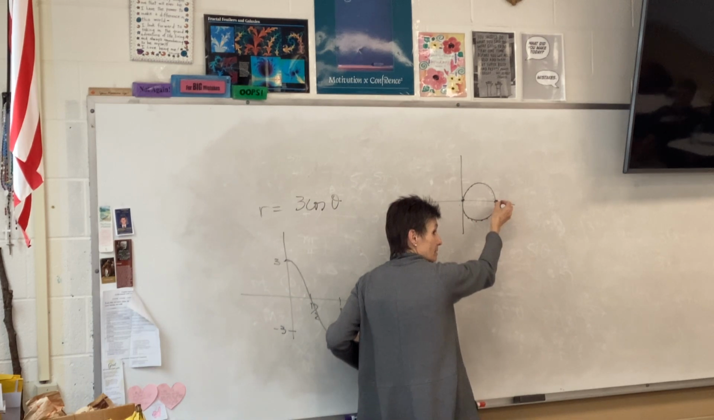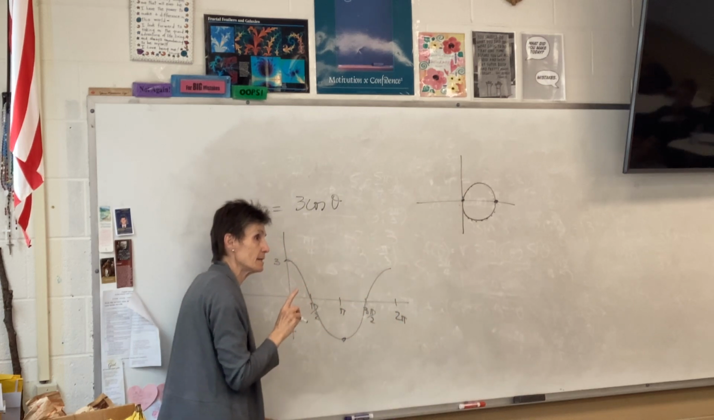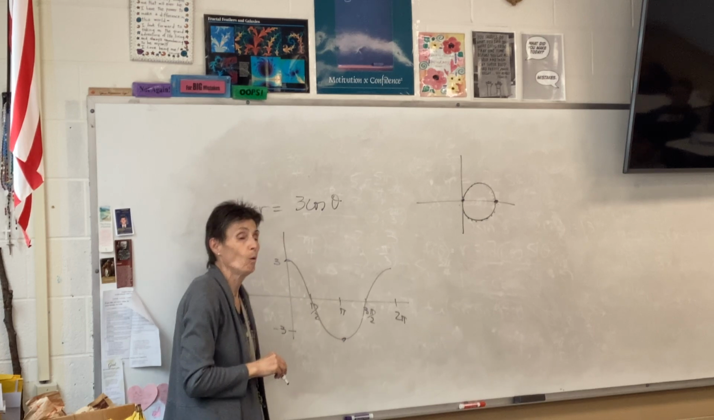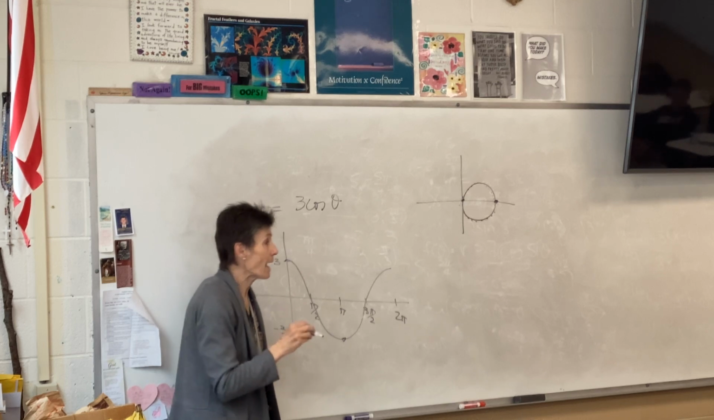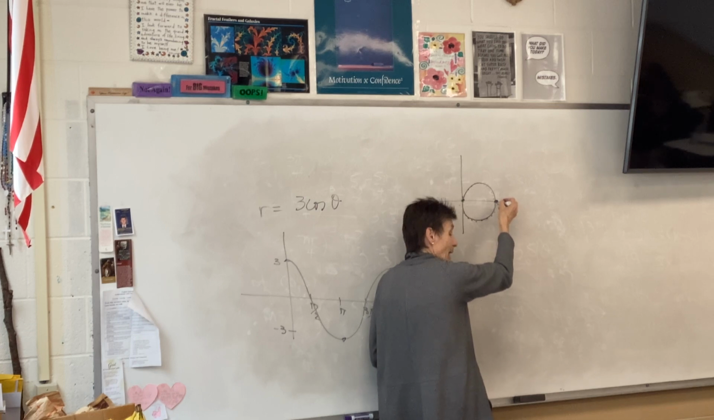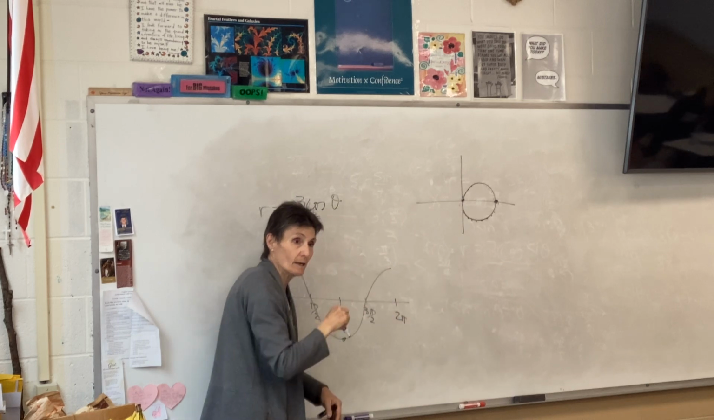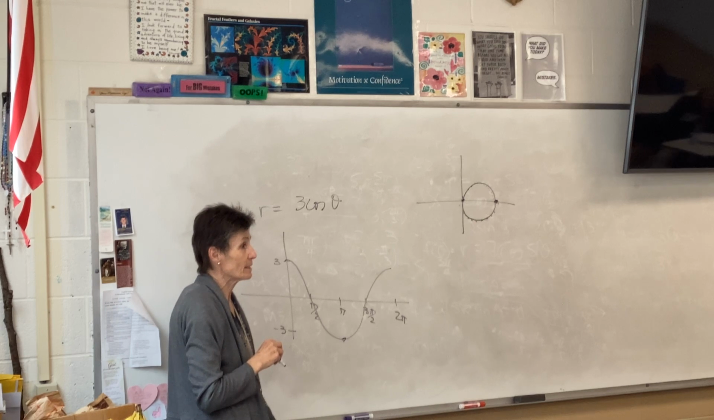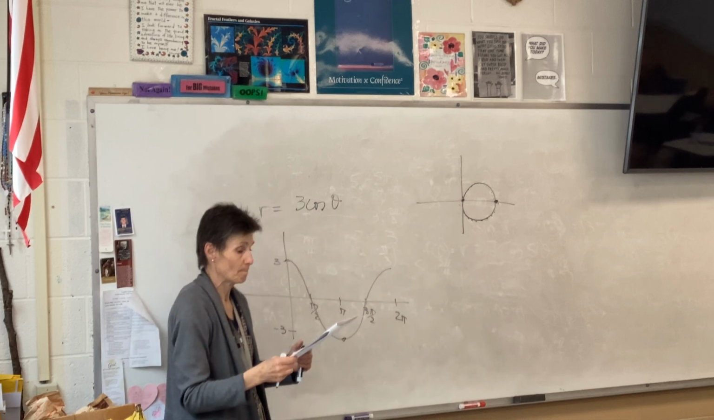Aren't I repeating? Rectangularly, the period is 2 pi. But what is the period polarly? Pi. Because what happens, doesn't pi bring me all the way around? And then what happens after that? I go back around again. So that one has a period of pi. In polar coordinates, it has a period of pi.